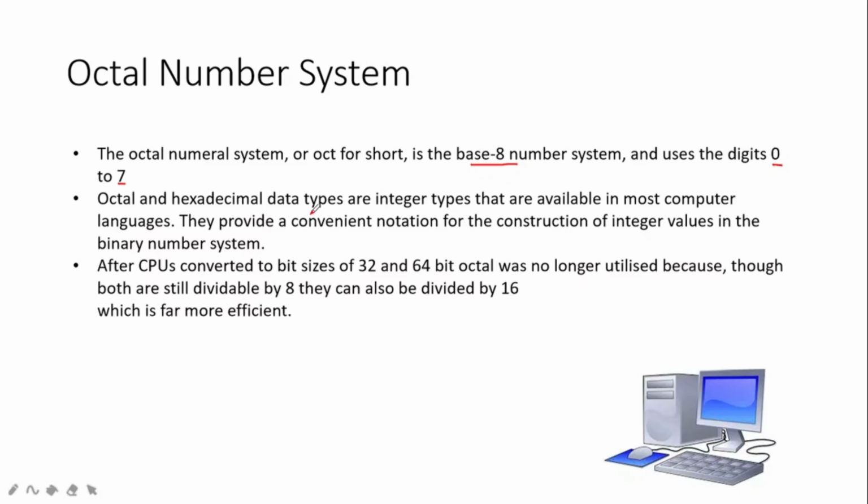Octal and hexadecimal data types are integer types that are available in most computer languages. They provide a convenient notation for the construction of integer values in the binary number system. After CPUs converted to bit sizes of 32 and 64 bit, octal was no longer utilized because though both are still divisible by 8, they can also be divided by 16, which is far more efficient.